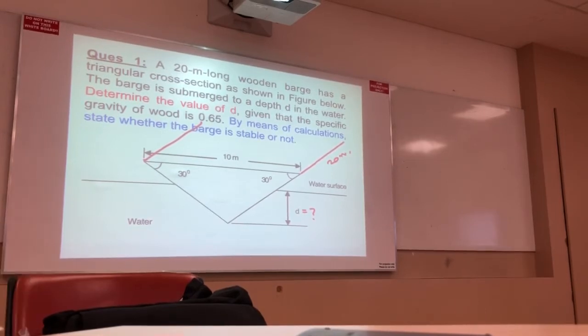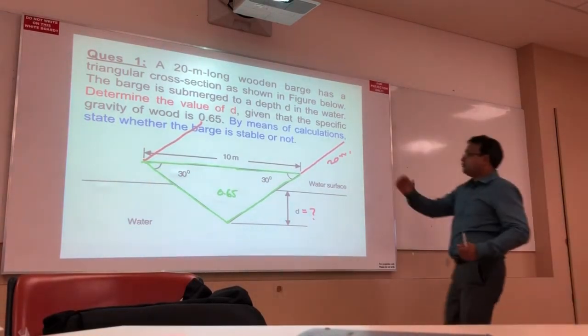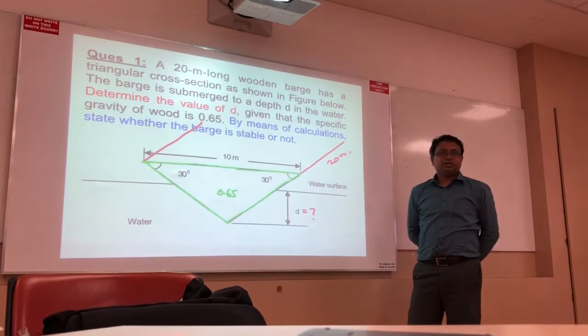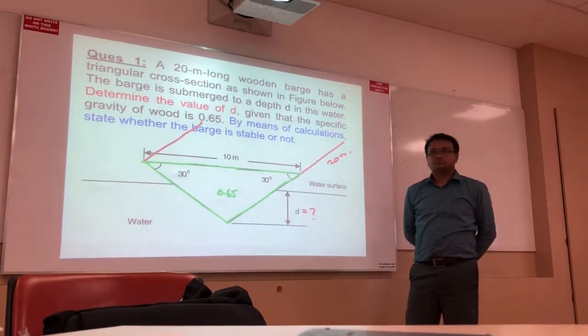And the specific gravity of the wood. So this is the wooden barge. I put this one all green. This is the wooden object, and you can see the specific gravity of the wooden object is 0.65. Okay, done. So how can you calculate the value of D? How? Any idea? Formula. Of course, formula.